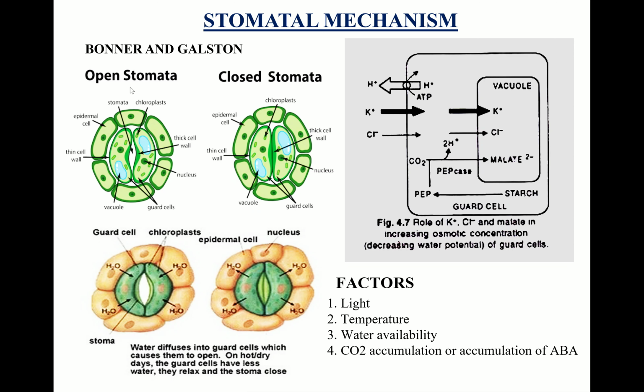This is a structure showing open stomata, and this is a closed stomata. You can see there is no pore open here, whereas here the pore is open. It means that here the stomata is open, and here the stomata is closed. If you see this picture, you can clearly make out the guard cells are green in color, and you can remember that it helps in the photosynthesis process.